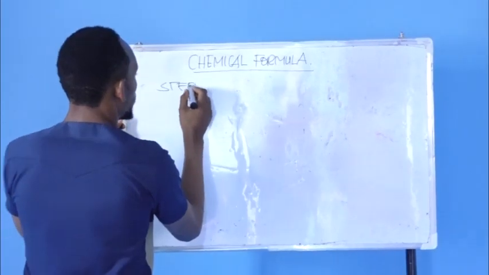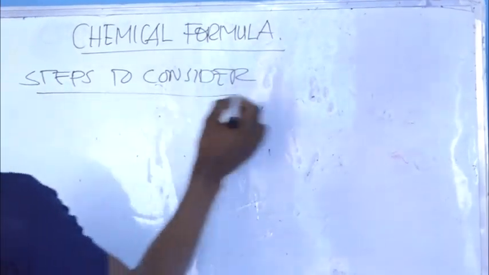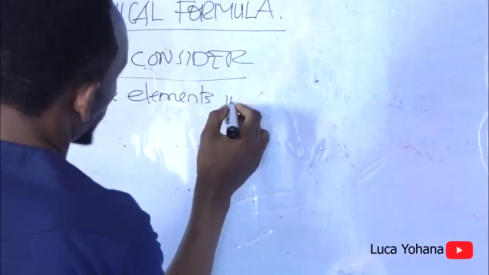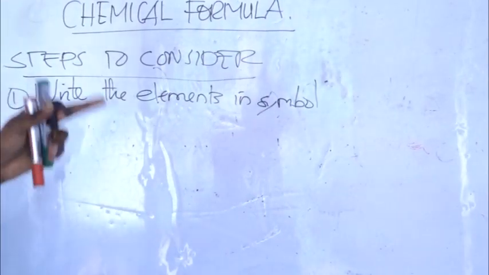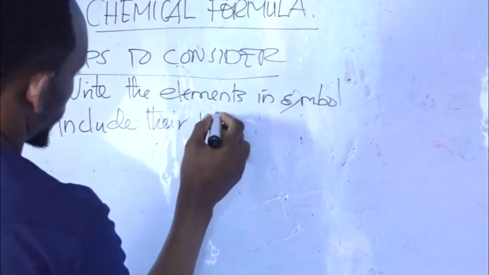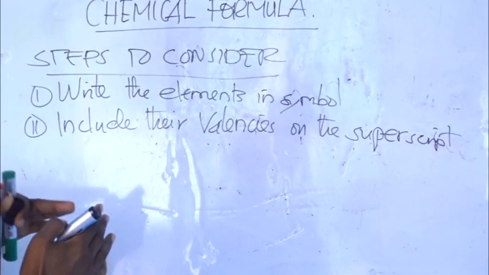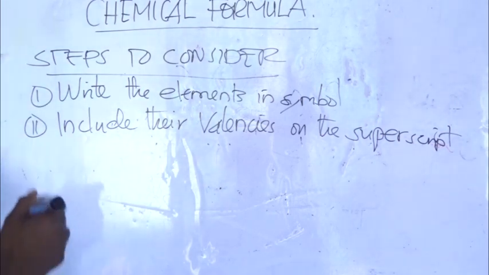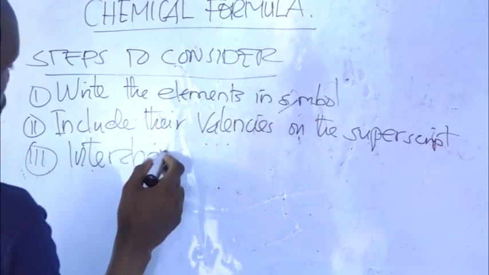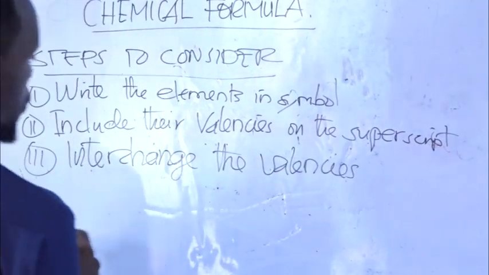Here are steps to consider when writing a chemical formula. Step number one, you write the elements in the chemical formula in symbols. Number two, include their valences on the superscript, certainly above the element. And the last step, interchange the valences.